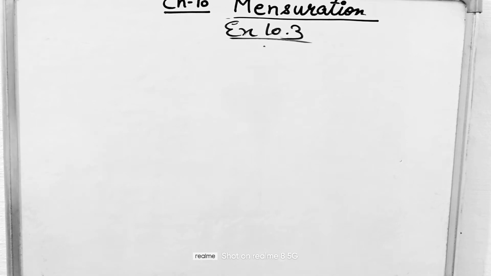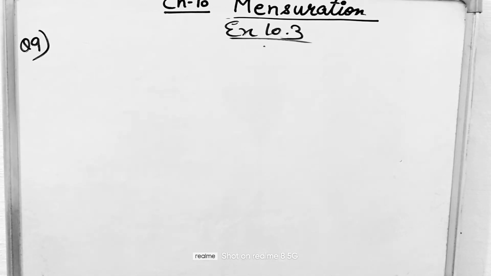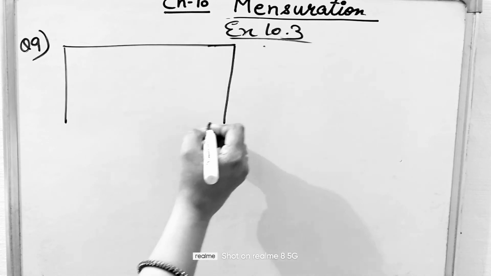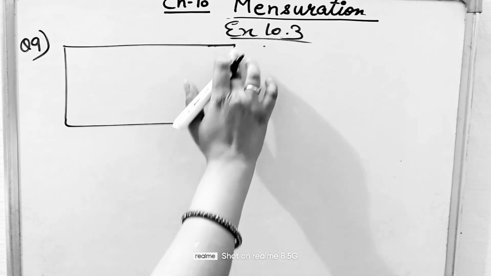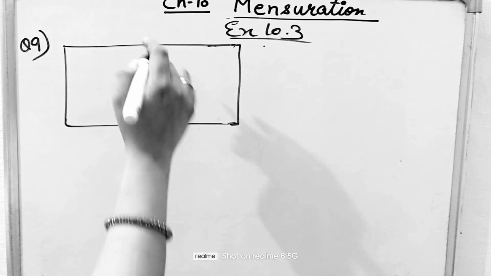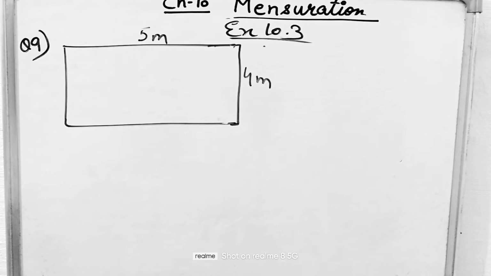Similarly, in question number 9, 5 square flower beds, each of side 1 meter, are dug on a piece of land 5 meter long and 4 meter wide. Now land piece is given with its length and breadth, and it is showing that it is of rectangular shape because it is 5 meter long and 4 meter wide.